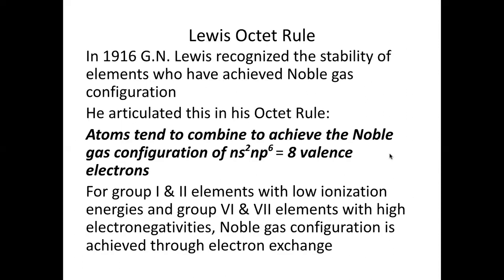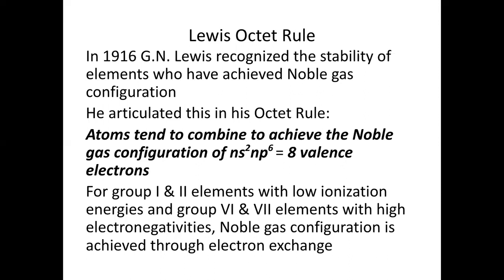But what we are now going to talk about is what happens when we have two nonmetals that have similar electronegativities that are going to form a bond. So we're now going to talk about the Lewis octet rule. And in 1916, G. N. Lewis recognized the stability of elements who have achieved noble gas configuration. And he articulated this in his octet rule. Atoms tend to combine to achieve the noble gas configuration of ns2 and np6 to have 8 valence electrons.